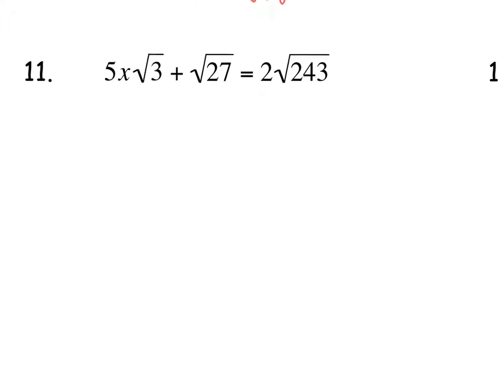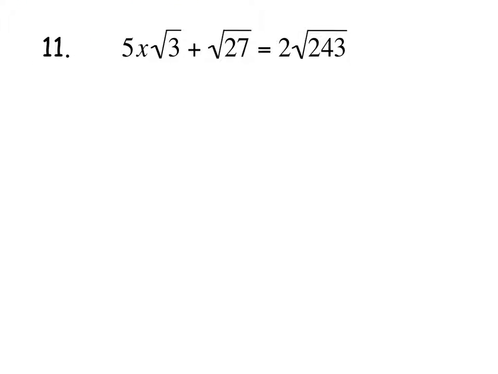All right, 11. For this one, a couple of suggestions, it might make things a little easier. Number 1, when you have radicals that are not the same and you're adding and subtracting, try and get the same radical first. So I'm going to leave this as 5x root 3 because you can't simplify root 3.